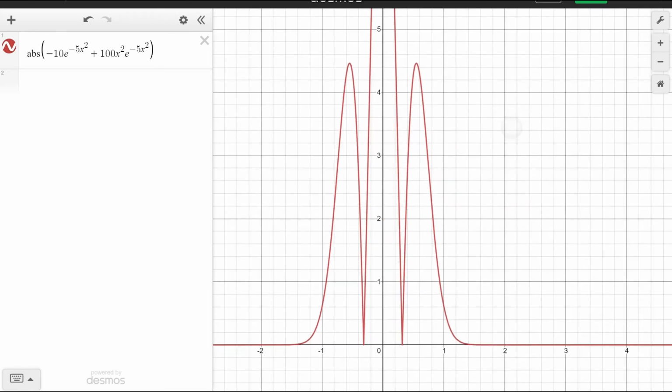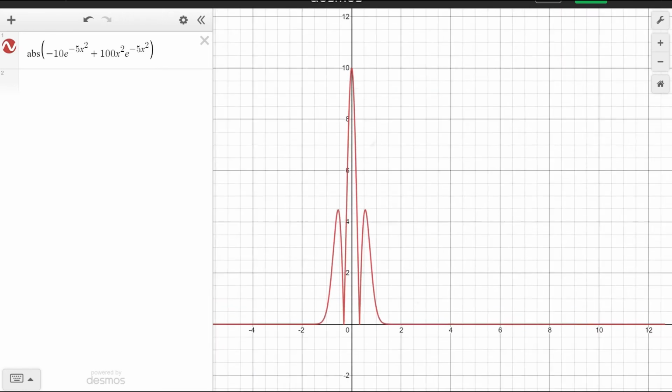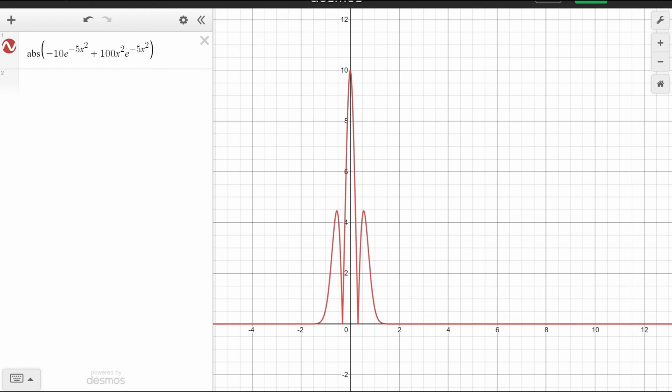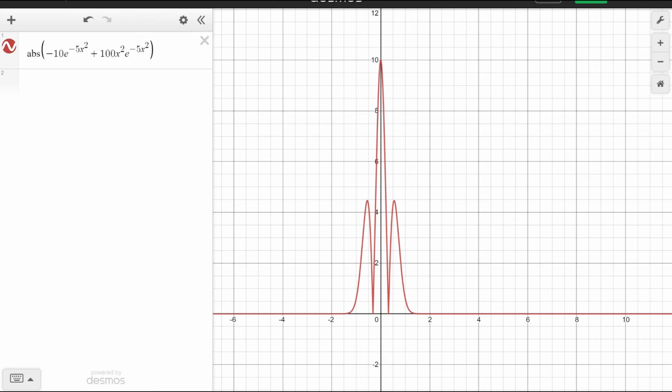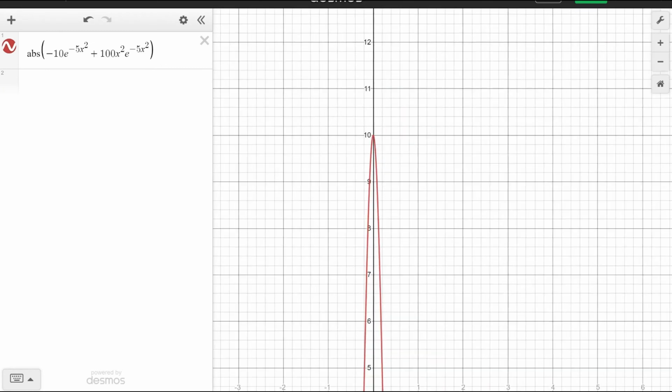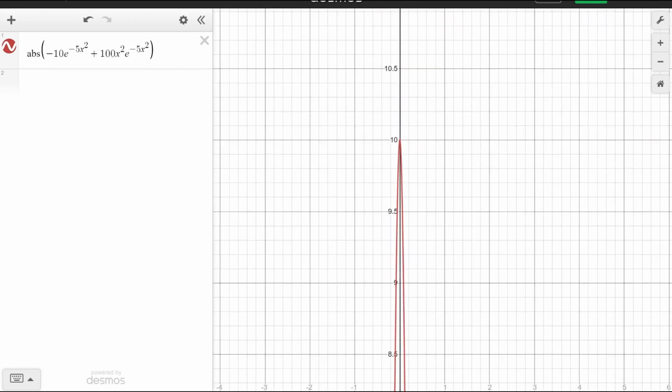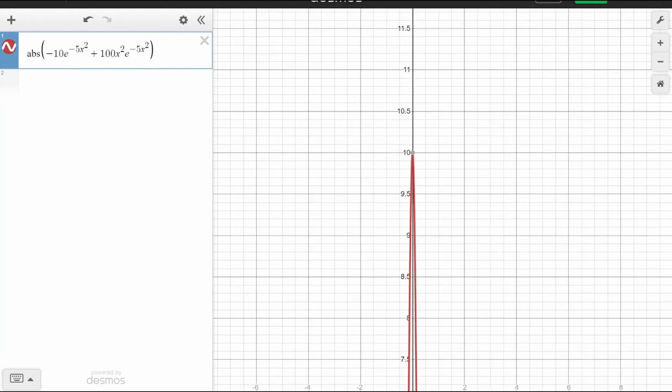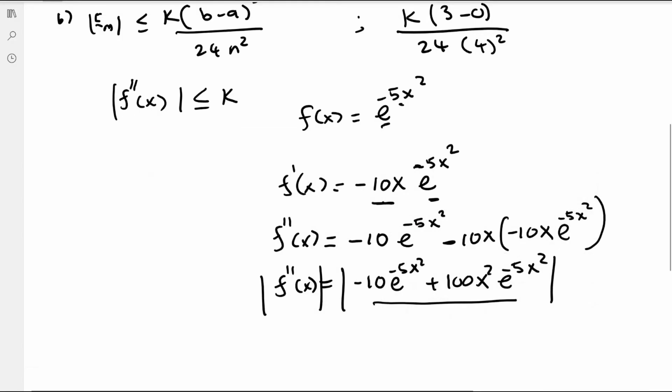Now you have to see whether it's increasing or decreasing between 0 and 3. Between 0 and 3 it's kind of oscillating. It increases, goes down, then increases and decays. You have to see where you can get the maximum. Here I can see this big peak is the maximum. It's happening at 0: when x is 0, the y value is 10. That's the largest in that interval, so 10 is the maximum of this function between 0 and 3. So K is going to be 10.